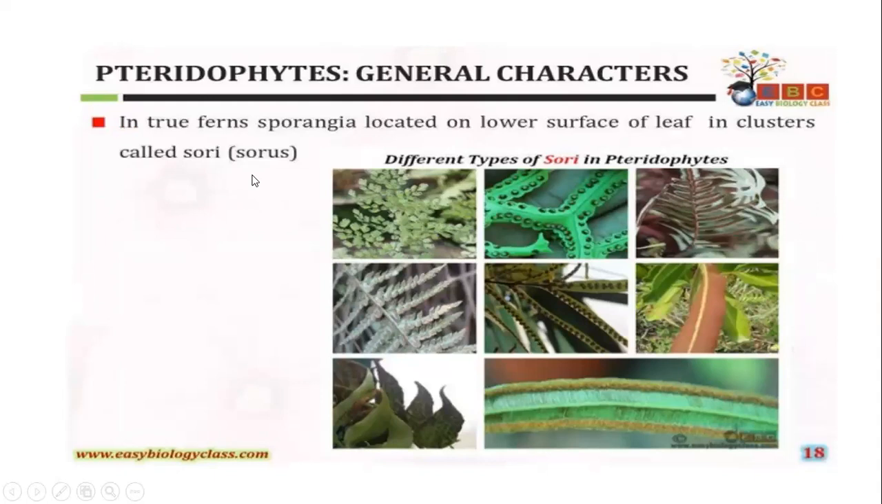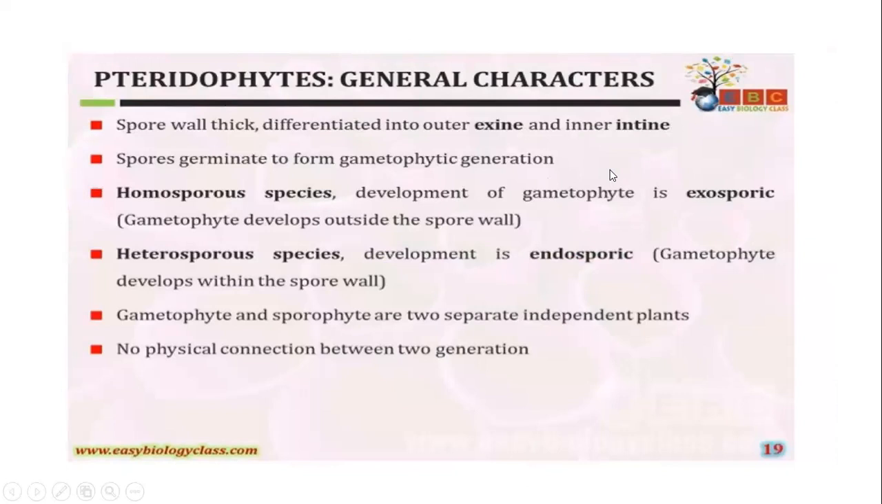Okay, now the next important point is sporangia. If the sporangia are located on the lower surface of the leaf and develop as a group on the lower side of the leaf, then we call that sori or sorus. A group of sporangia developed on the lower surface of the leaf is called sori or sorus.